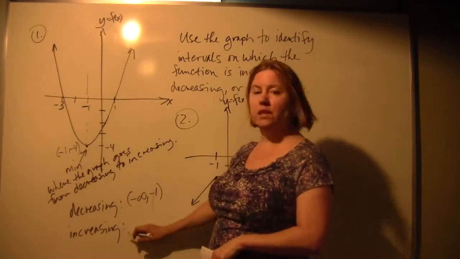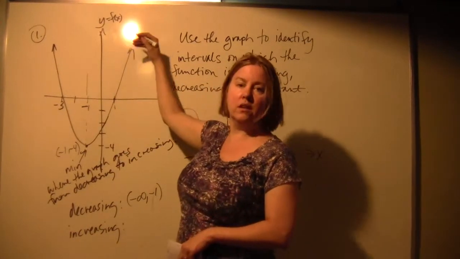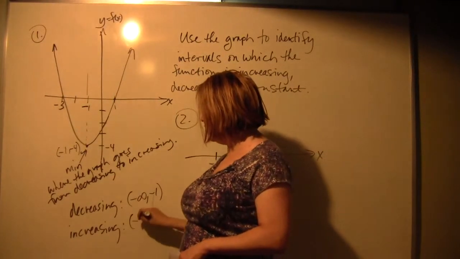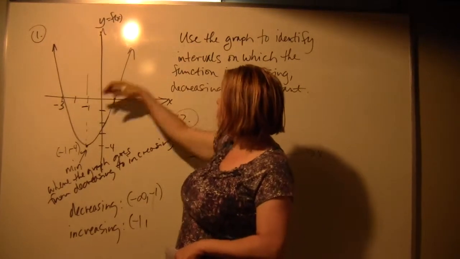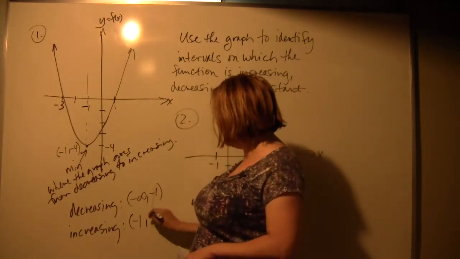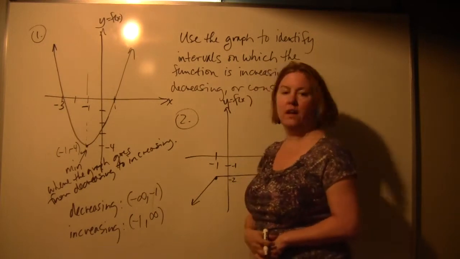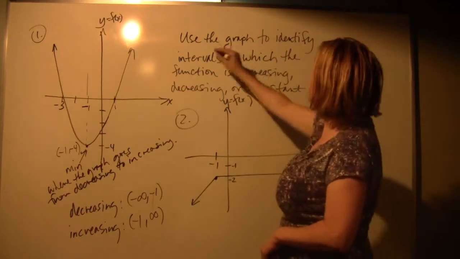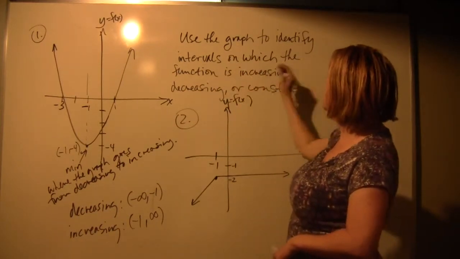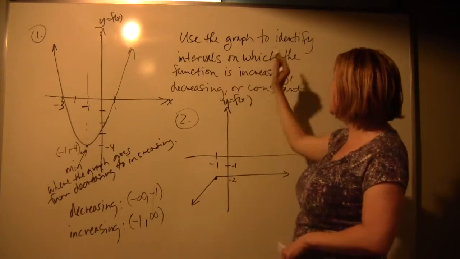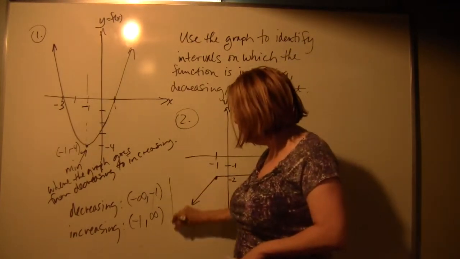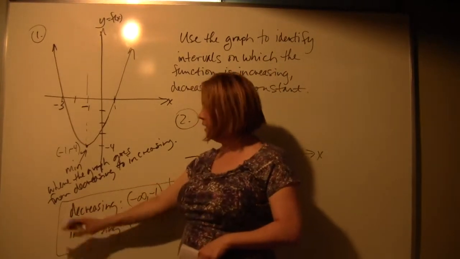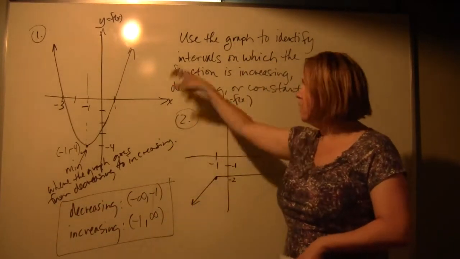Now increasing happens right after the decreasing on this one. So we start at -1 on the increasing, and we go to positive infinity. And there is no place on the graph where it's constant. So the question says use the graph to identify intervals on which the function is increasing, decreasing, or constant, and that is what we did. We used the graph to find where the graph was decreasing, increasing, and there was nowhere where it's constant.